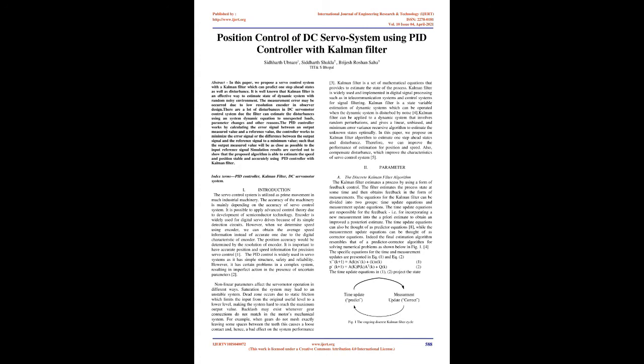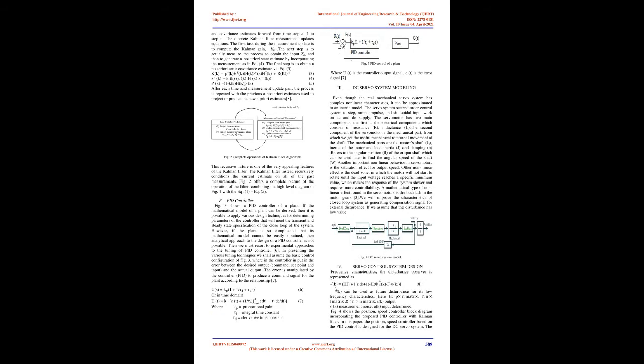Backlash may exist whenever gear connections do not match in the motor's mechanical system. For example, when gears do not mesh exactly, leaving some spaces between the teeth, this causes a loose contact and, hence, a bad effect on the system performance. Kalman filter is a set of mathematical equations that provides a way to estimate the state of the process. Kalman filter is widely used and implemented in digital signal processing such as in telecommunication systems and control systems for signal filtering. Kalman filter is a state variable estimation of dynamic systems which can be operated when the dynamic system is disturbed by noise.